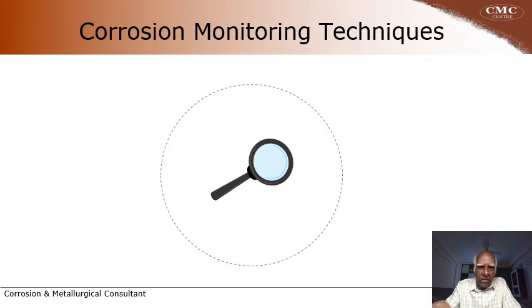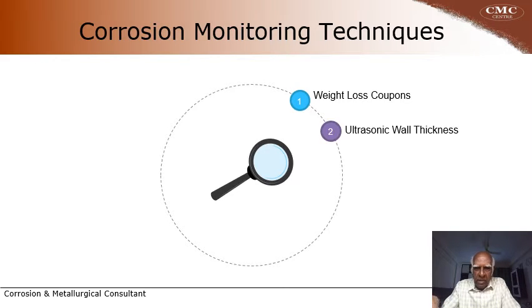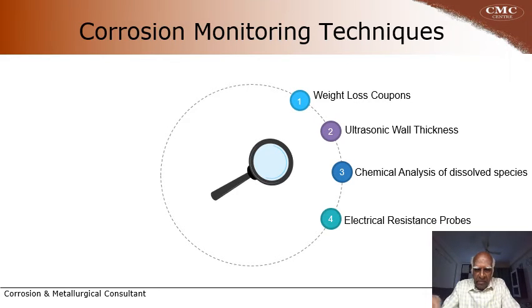This slide gives the corrosion monitoring techniques. Weight loss coupons is the most common. We will see more on weight loss coupons. Ultrasonic wall thickness measures the thickness of the pipe from the outside surface. Chemical analysis: corrosion gives metal ions, so by measuring that, we can estimate the corrosion rate.